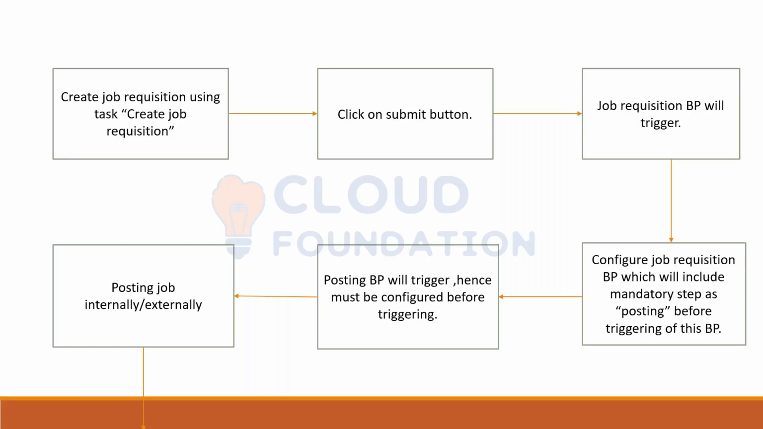Once we click on the submit button of the job requisition task, the job requisition business process will get triggered. By triggering, I mean it will start. The steps involved in the job requisition BP will be executed one by one in sequence. Okay, so we have to make sure that the job requisition BP includes the mandatory step of posting.